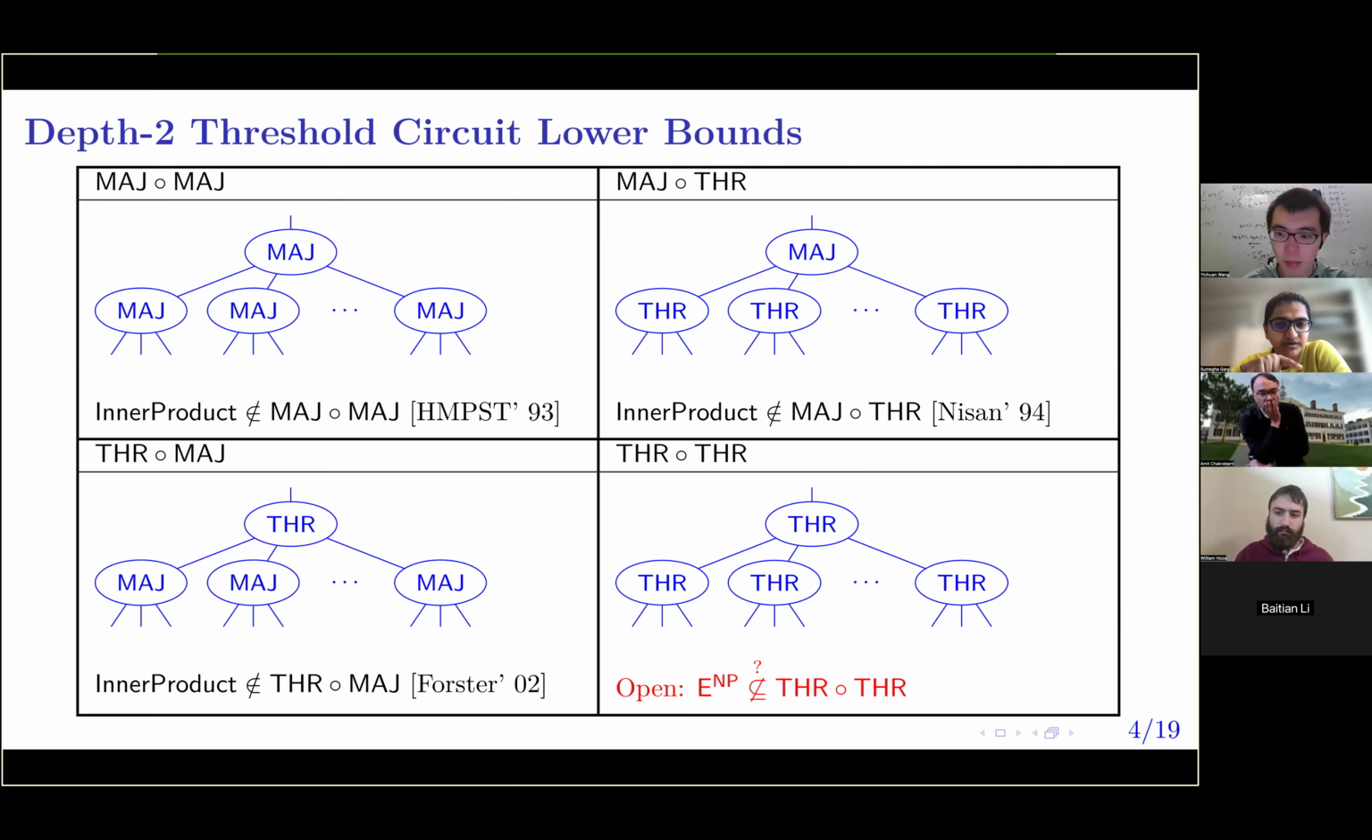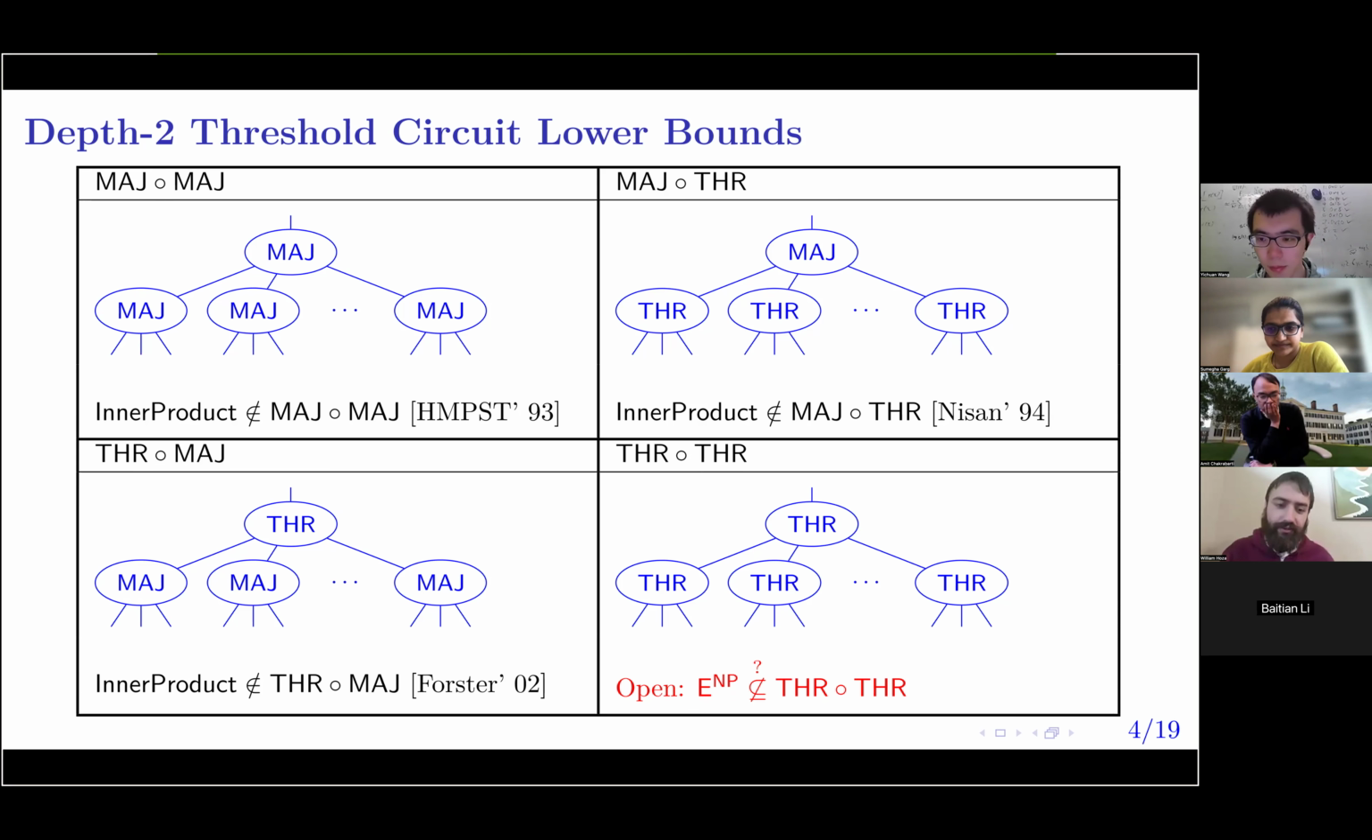So I have a question. For all the other depth 2 circuits, are the lower bounds super polynomial? Like the inner product lower bounds, are they super polynomial? Yes, super polynomial. So polynomial size circuits cannot compute those functions.